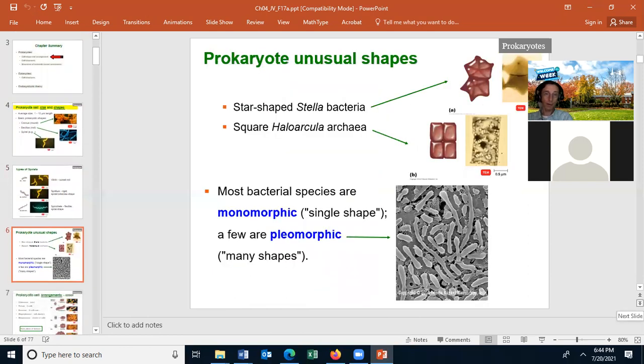There are some prokaryotes that have unusual shapes, like Stella, that's a family of bacteria. They're actually star-shaped. And then the Haloarcula archaea bacteria, they're actually, I don't know, square or rectangular shaped. But most cells are not going to be this type of shape. Most of them are one of those three shapes I gave you earlier. So these are unusual shaped bacteria.